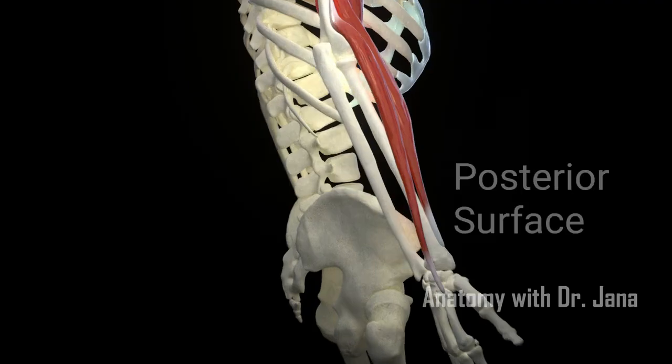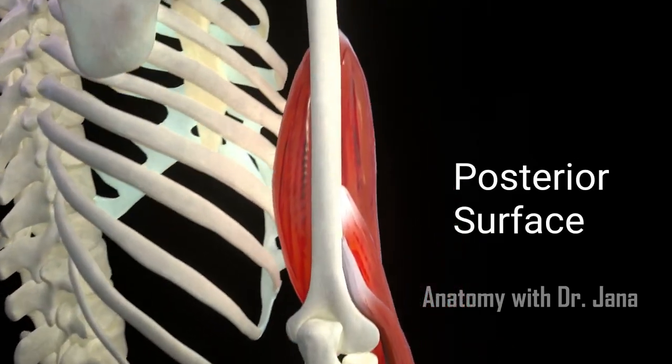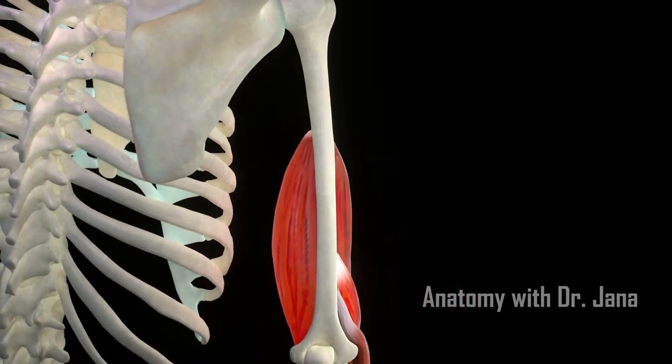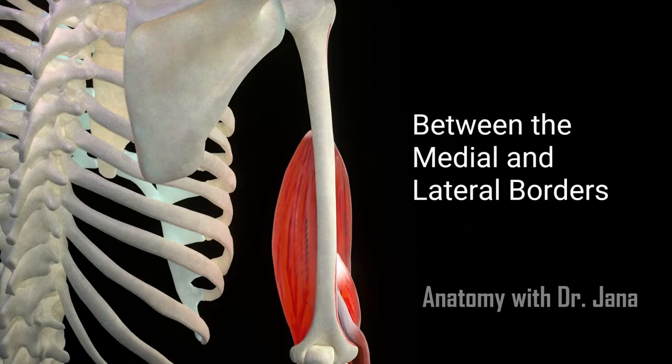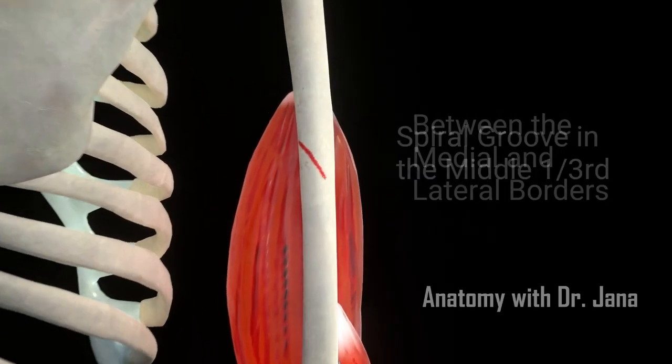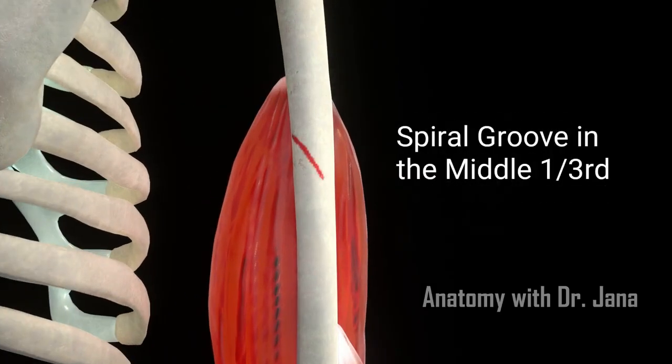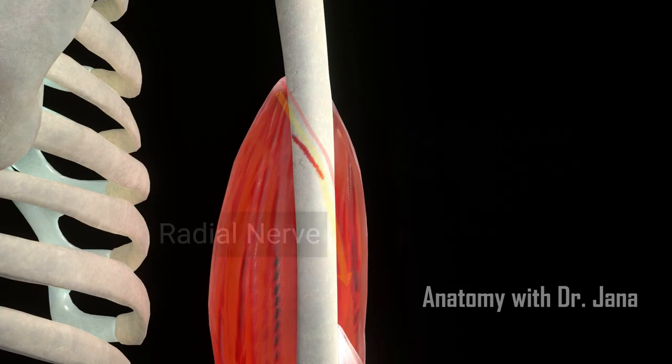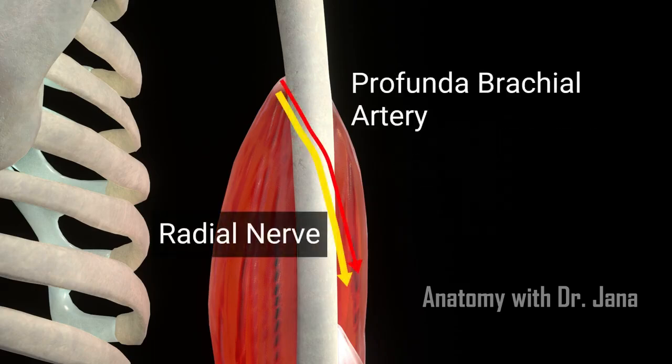Next, let's discuss the posterior surface. The posterior surface is between the medial and the lateral border. In the middle one-third of this surface is the spiral groove, which runs downwards and laterally. The radial nerve and the profunda brachii artery run in this groove.